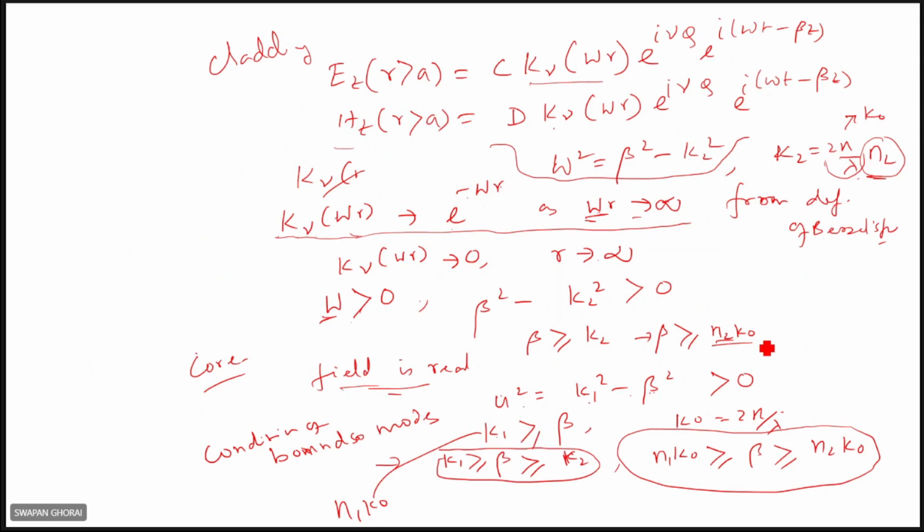If you combine these two conditions, you will get K1 should be greater than beta, which should be greater than or equal to K2. In terms of the free space parameter and effective index, it will be N1 K0 greater than or equal to beta, greater than or equal to N2 K0. This is the condition of bound modes within the step index fiber. These are the most important things. Generally, if you have a written examination, you might be asked to find out the condition of bound modes in SI fibers, not from Maxwell's equations, maybe from wave equations.